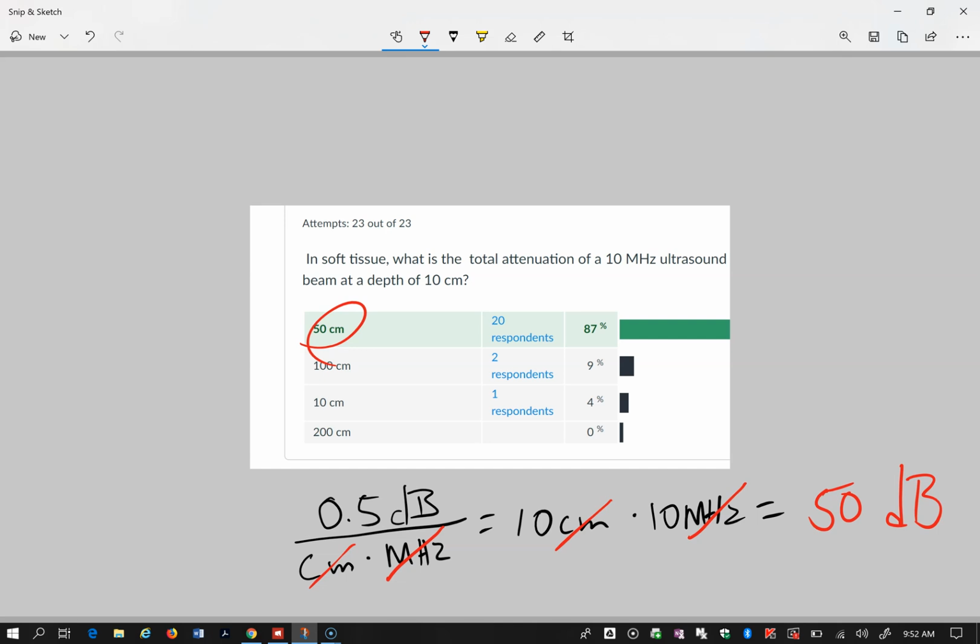Obviously, I need to change that units to decibels. I'm not sure how that happened. All right, we'll fix that.